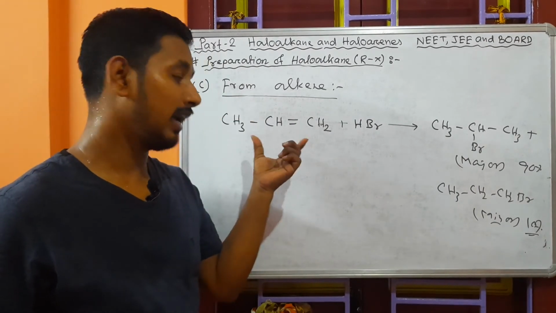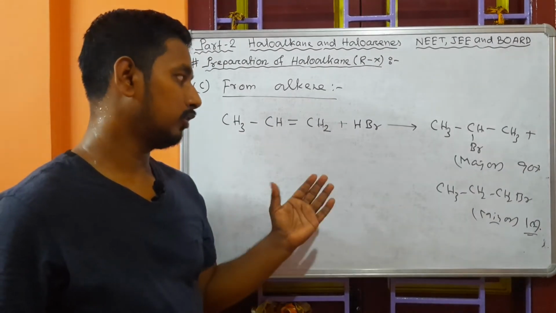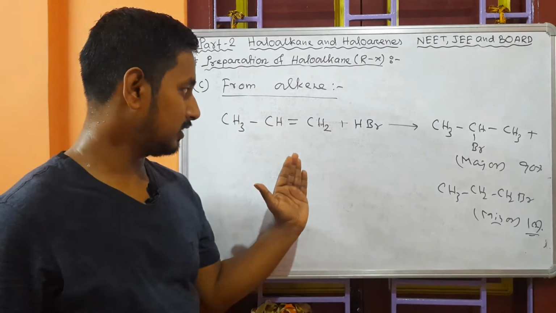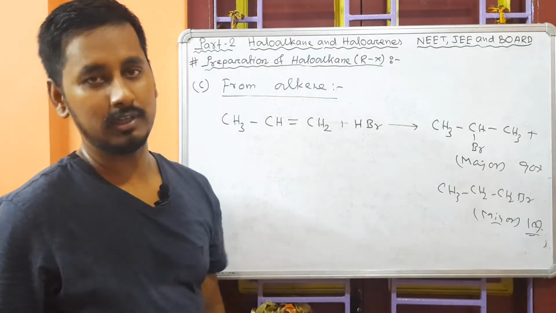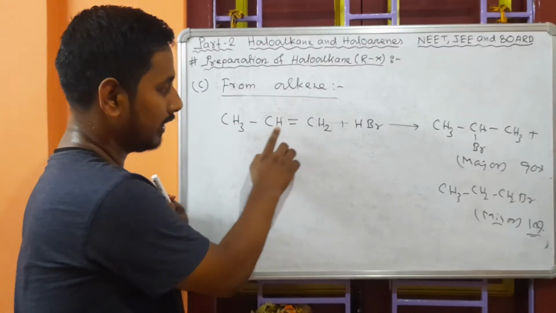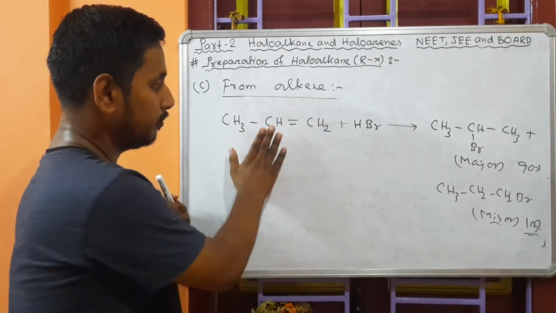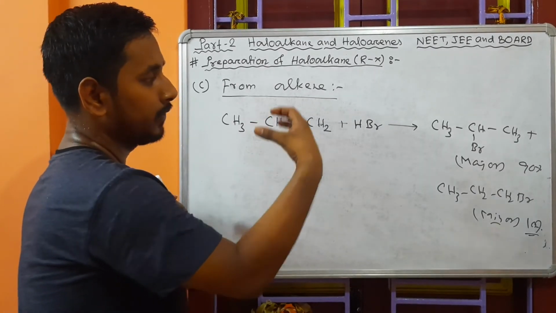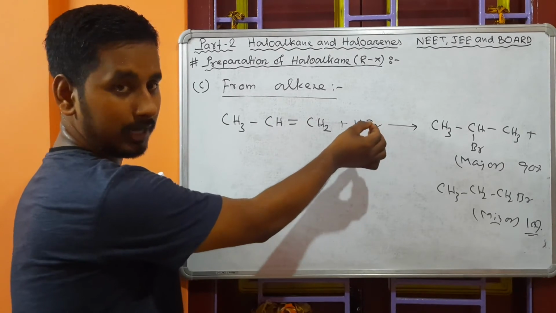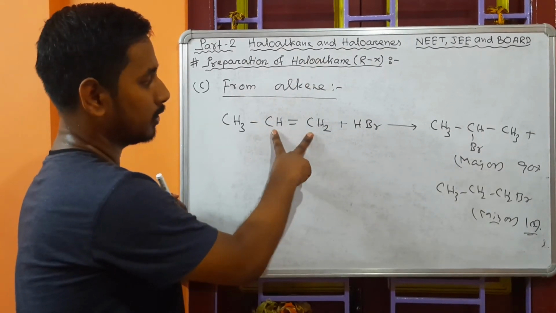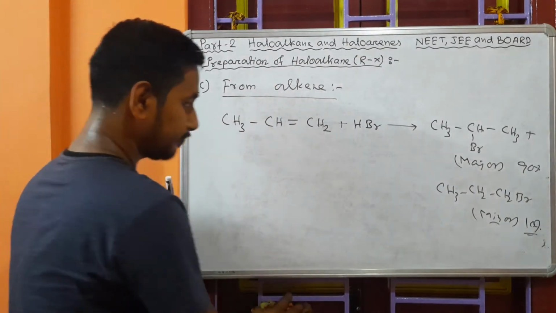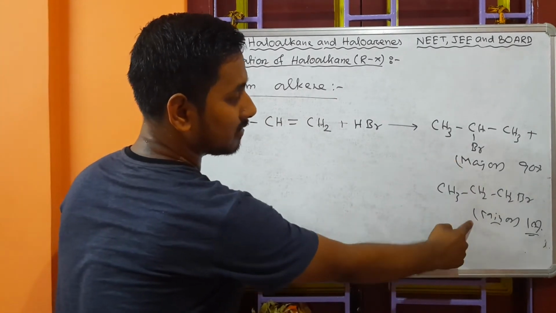Where HX reacts with an unsymmetrical alkene, according to the Markovnikov rule, the negative part will attack that particular carbon atom of the double bond system which has fewer hydrogen atoms. So among these two carbon atoms, this carbon has two hydrogens and this has one hydrogen. The negative part, Br, will attack the carbon atom which has fewer hydrogens. That's why this is the major product and this is the minor product.